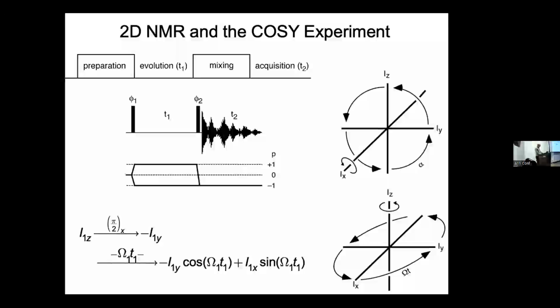It doesn't matter which order I do it because we're in the weak coupling limit. So I'll do the chemical shift first. Omega 1 is the chemical shift of spin 1. And we get minus IY cosine omega 1 T1 plus I1X sine omega 1 T1. And again, shift precession is shown here. My thumb is along Z. My fingers start on minus IY and then rotate towards plus IX.